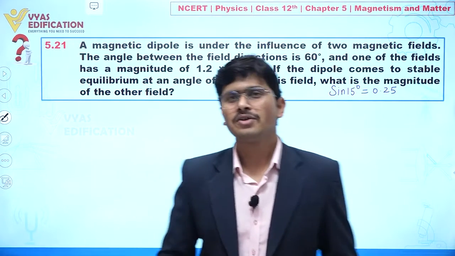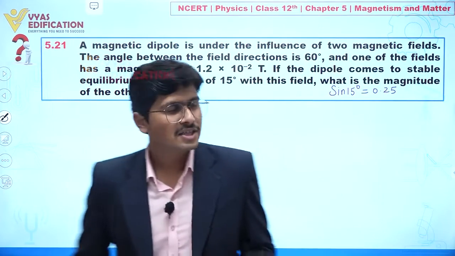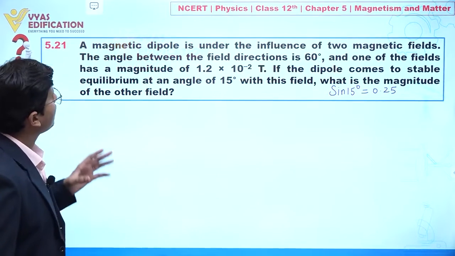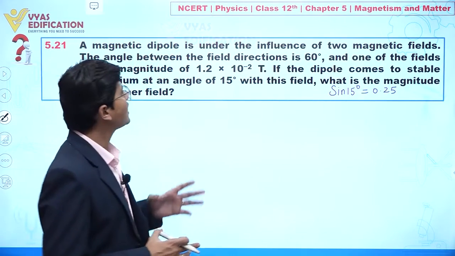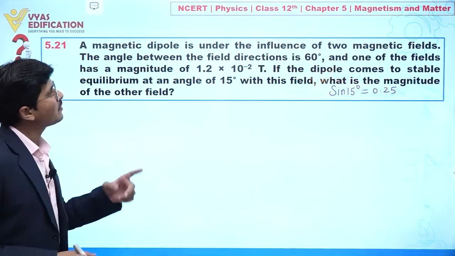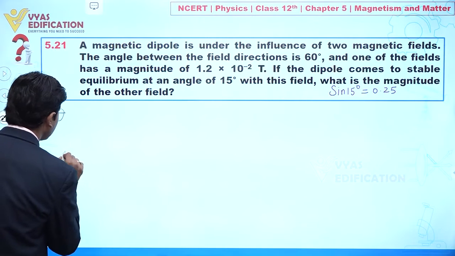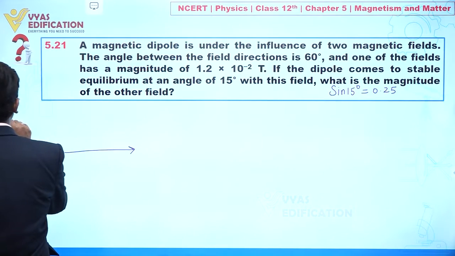Now students, we are going to discuss question number 5.21. In this question, a magnetic dipole is under the influence of two magnetic fields. Find the angle between the field directions, which is 60 degrees. So let's suppose here we have the direction of the magnetic field.